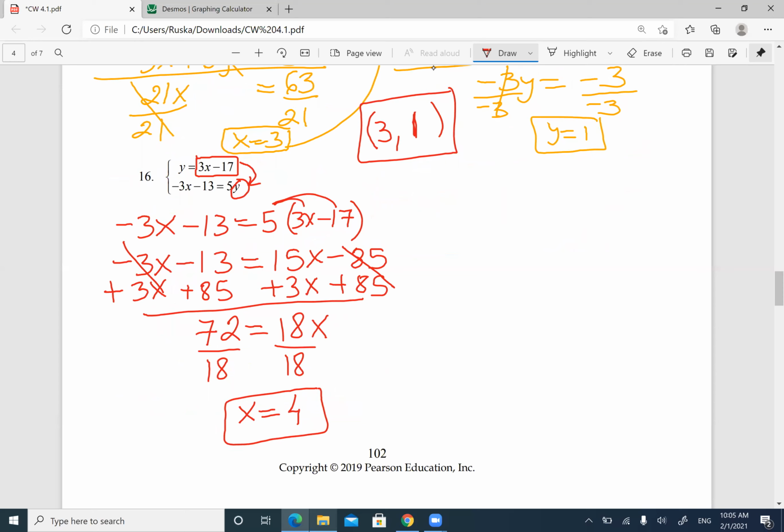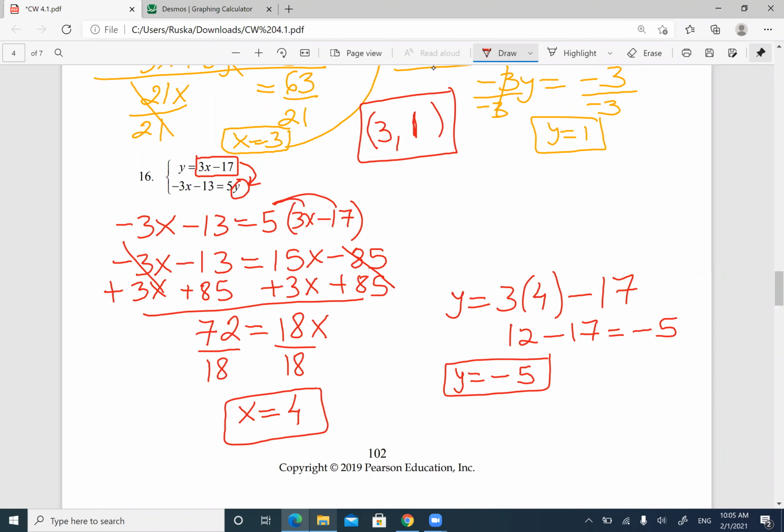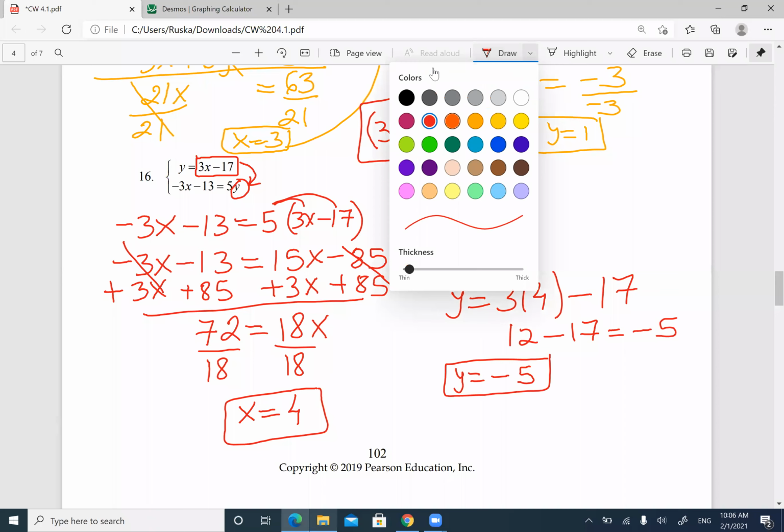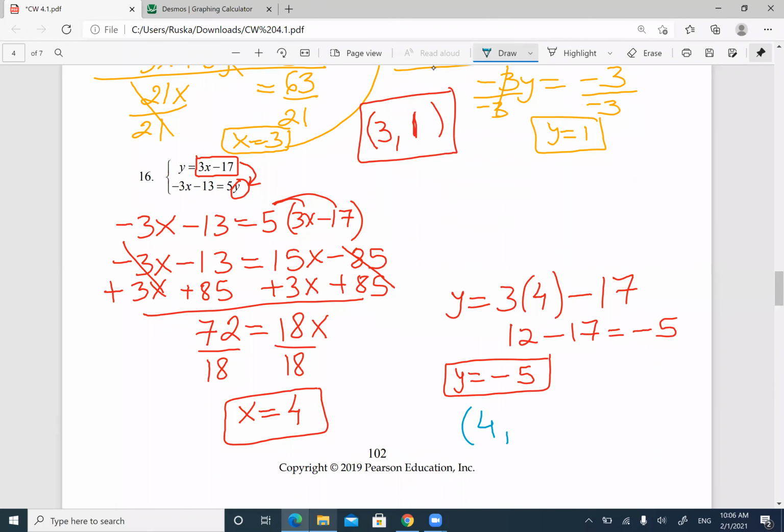So that's my x. And then you're going to plug it back into the substitution. So it's going to be y equals 3 times 4 minus 17. So it's 12 minus 17, which is negative 5. So y equals negative 5. And then you write the solution as a pair, x comma y. So 4 and negative 5 is my final answer. Okay, any questions?